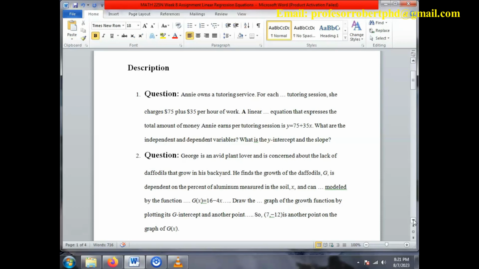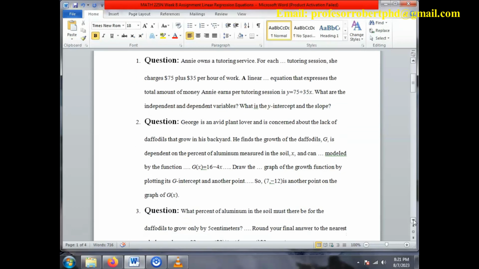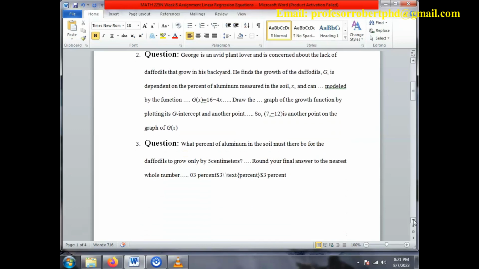Question 2. George is an avid plant lover and is concerned about the lack of daffodils that grow in his backyard. He finds the growth of the daffodils, G, is dependent on the percent of aluminum measured in the soil, x, and can be modeled by the function g(x) = 16 - 4x. Draw the graph of the growth function by plotting its g-intercept and another point. So, (7, 12) is another point on the graph of g(x).